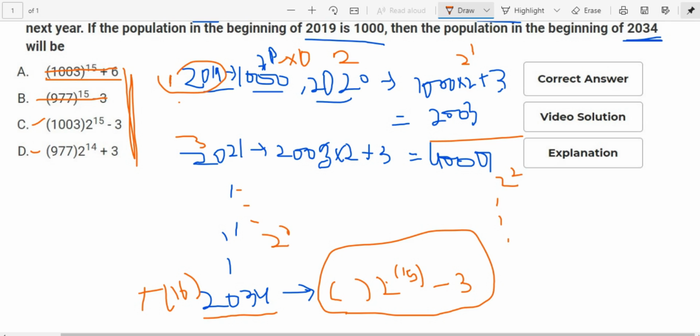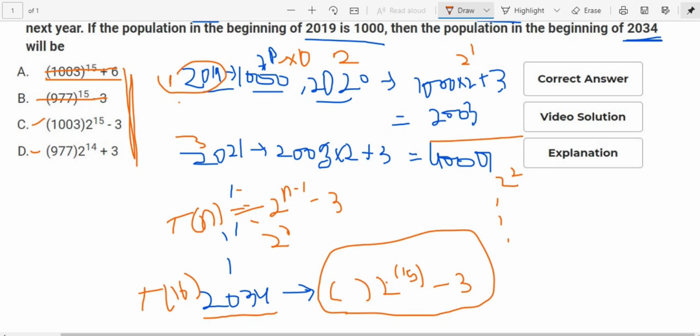2 to the power, just a second, we have to calculate the nth term, like this. So it will look like 2 to the power n minus 1, minus 3, isn't it? So for the 16th term, it will be 2 to the power 16 minus 1 minus 3. So it will be 2 to the power 15 minus 3.